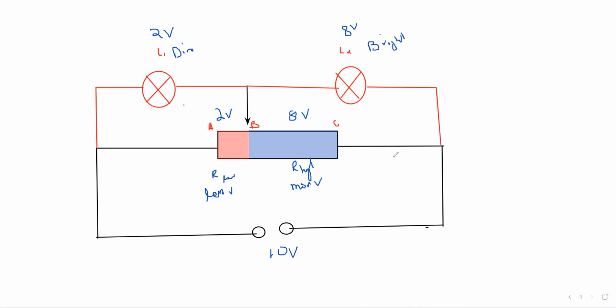Is it clear, this idea of a variable resistor? So variable resistor can also be used to divide the voltage between the components. Is it clear now?